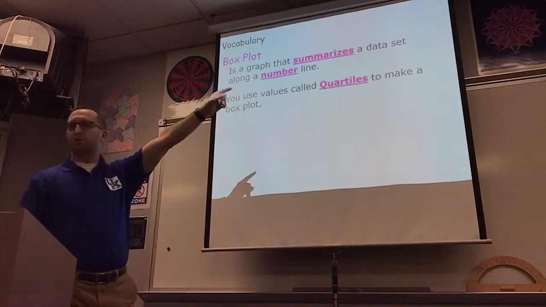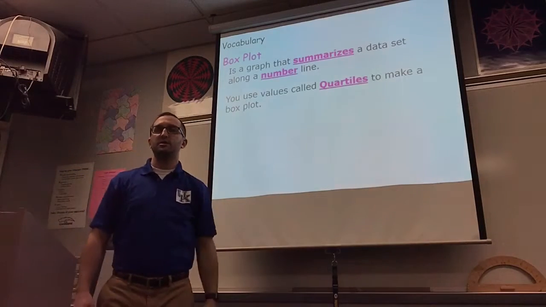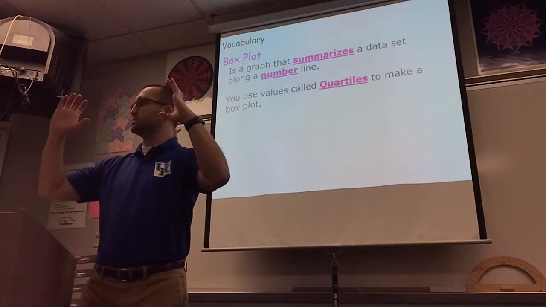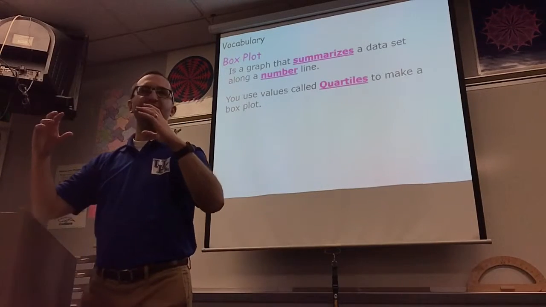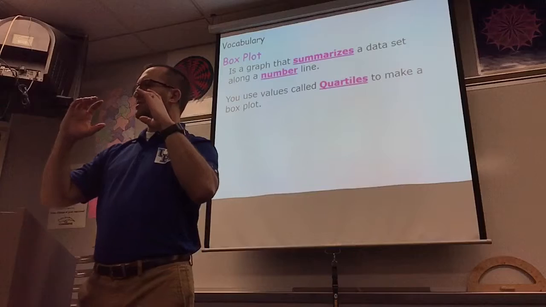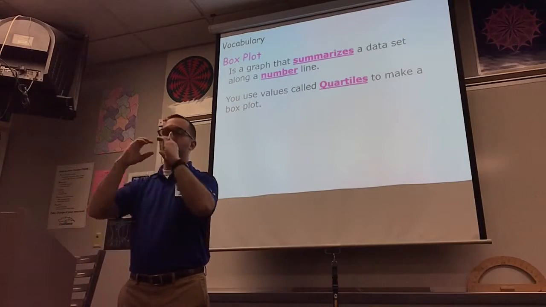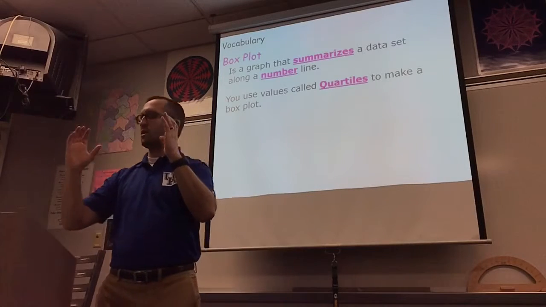We use values called quartiles to make a box plot. The first quartile and the third quartile help set up the box. You guys see that image up there? The box is between the first and third quartiles. It's called the interquartile range. The box on the box plot is the IQR, the interquartile range.